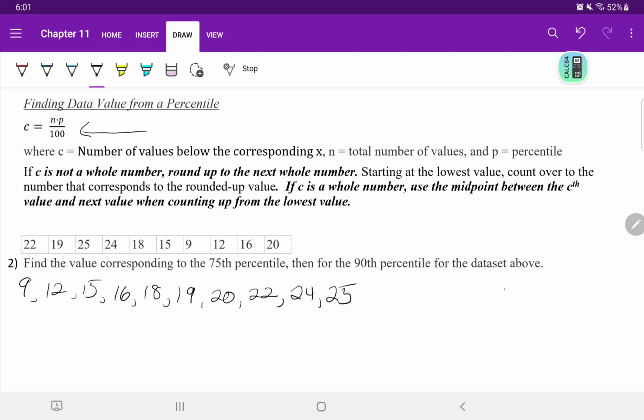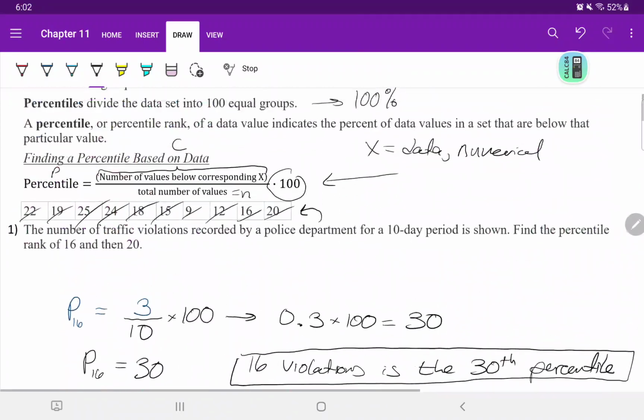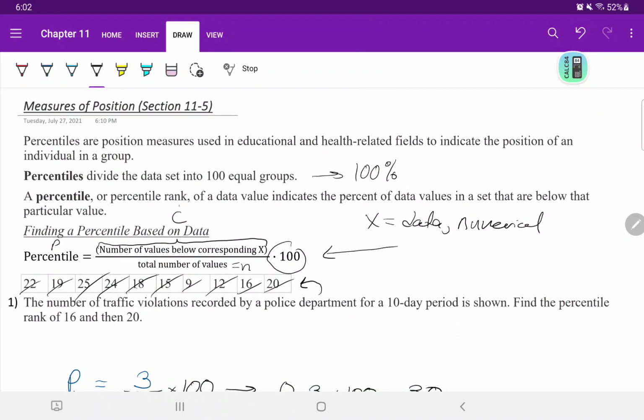C, in this case, represents the number of data values below a corresponding X. N is the total number of values we have, and P is the percentile. Basically, this formula is similar to the one that we did before, but instead of trying to find P, the percentile, we are trying to find C, which represents this value right here, the number of corresponding values below X.